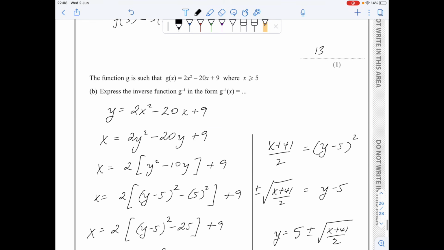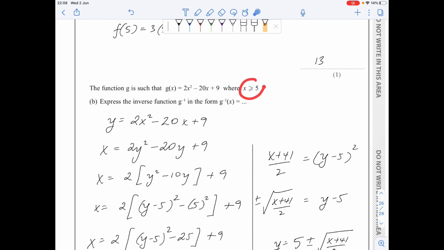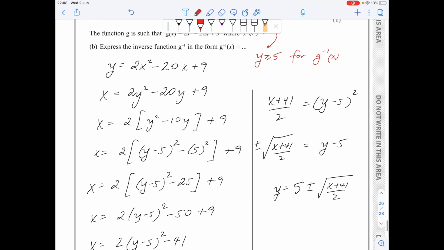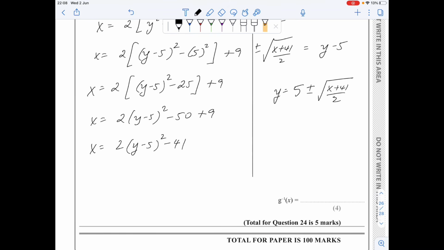Now note, in my original function, I've got x bigger or equal than 5, which means for the inverse function, y must be bigger or equal than 5. So to get something bigger or equal than 5, I need to keep the plus here and not the minus. So y equals 5 plus the square root of that. And this is my final answer.